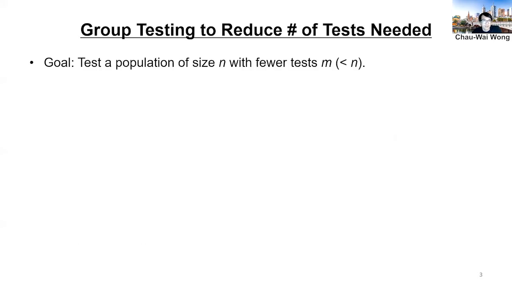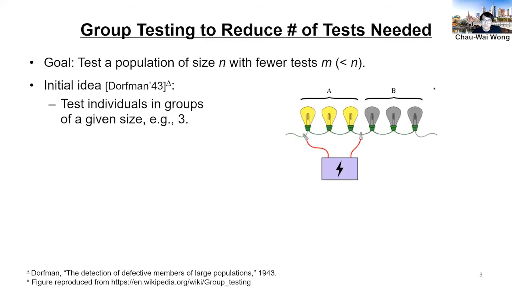Group testing has been used to reduce the number of tests needed. The goal is to test a population of size n with fewer measurements, or tests, m, which is a number that is less than n. The initial idea was by Dorfman back in 1943 to test the individuals in groups.